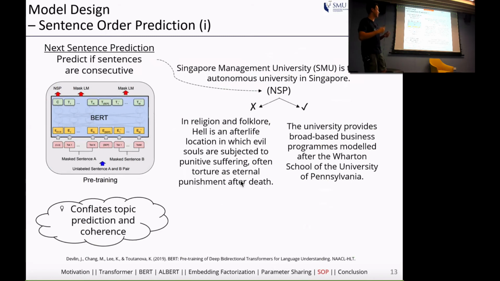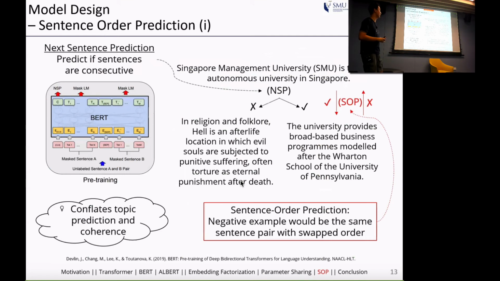So ALBERT suggests a different task called sentence order prediction. For sentence order prediction, the correct example would be the top one and then the bottom one. So this would be a correct example. And then the reverse, if you take the bottom sentence and then the top sentence, where the bottom sentence is A and the top sentence is B, then it's going to be a wrong example, a negative example. So this would allow the model to better understand the coherence between the two sentences, which is what the NSP is supposed to do.